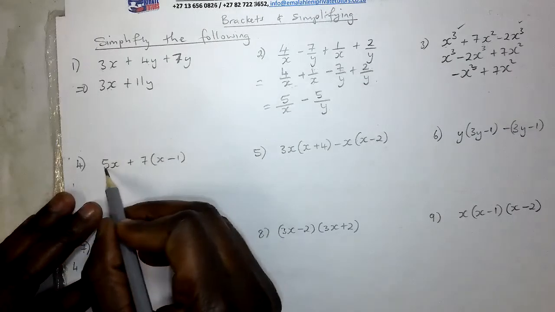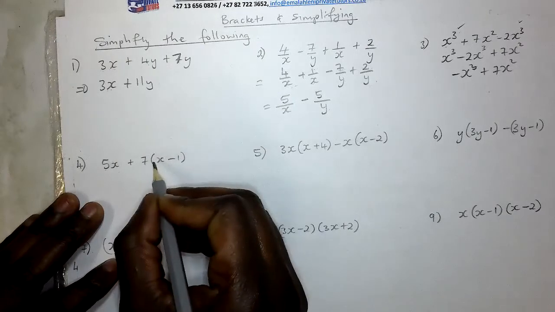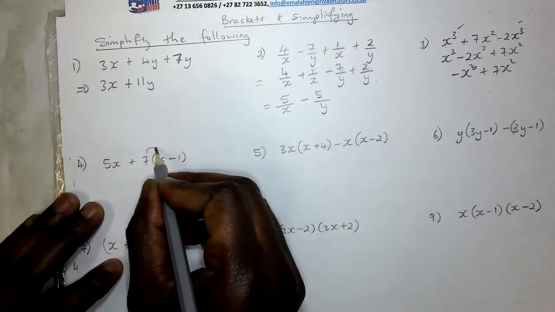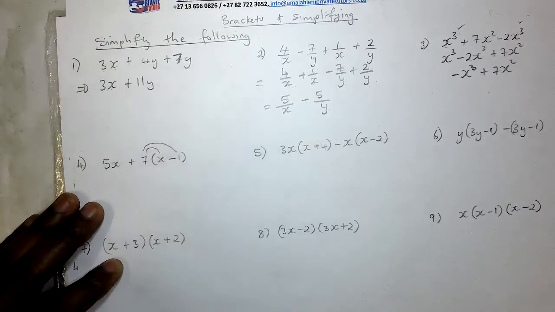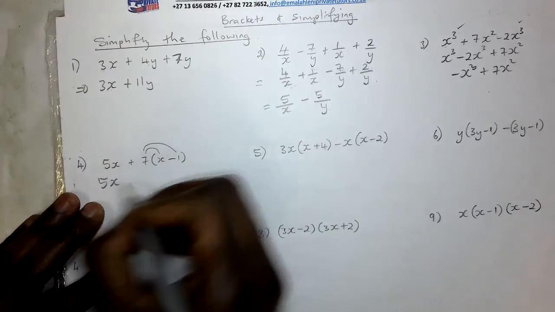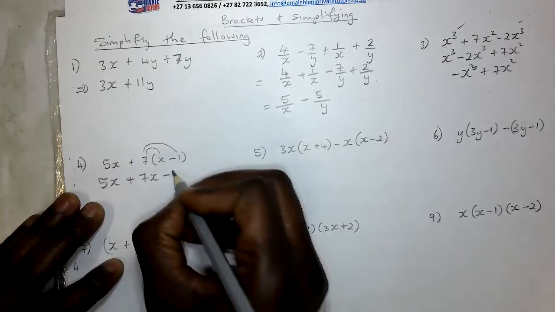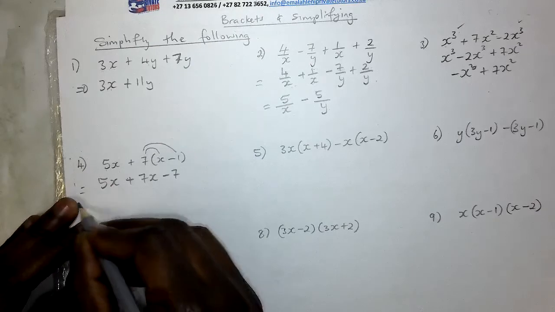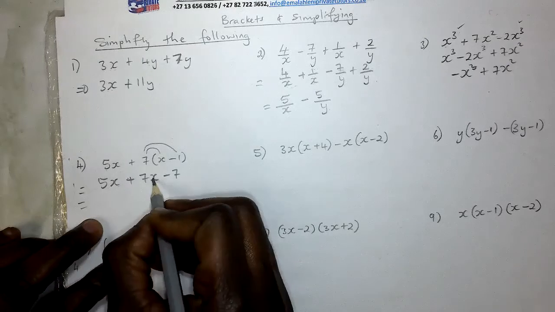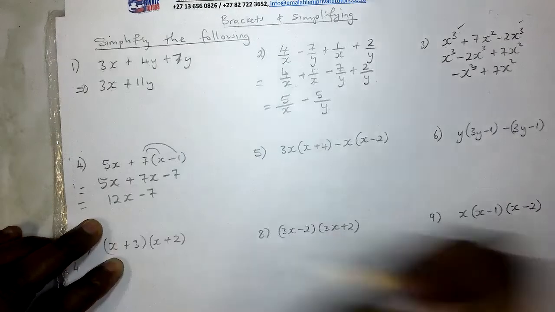We are given 5x. Now we have a bracket that we need to deal with. When you have a bracket, make sure that the number outside the bracket multiplies all the variables inside the bracket. Then it's going to be 5x plus 7x, 7 times negative 1, negative 7. Then what do we get there? 5x plus 7x, we are going to add the 2. We're going to get 12x minus 7. Then that's our answer there.